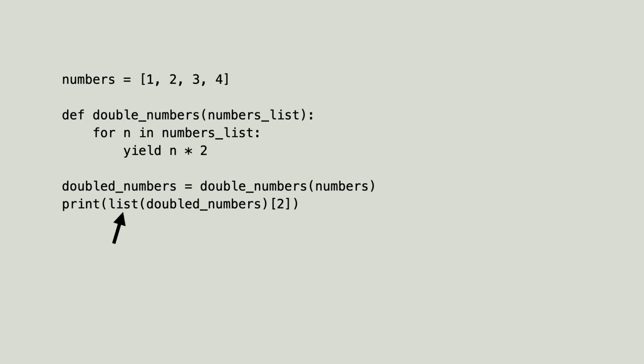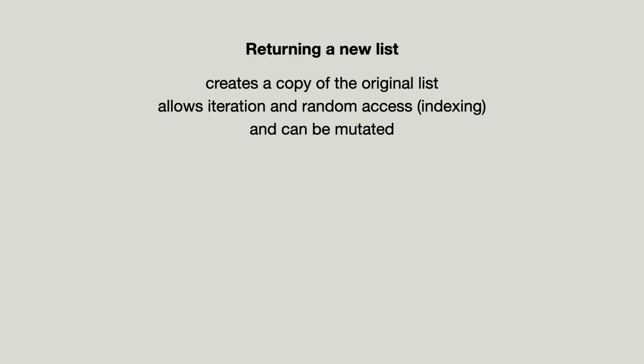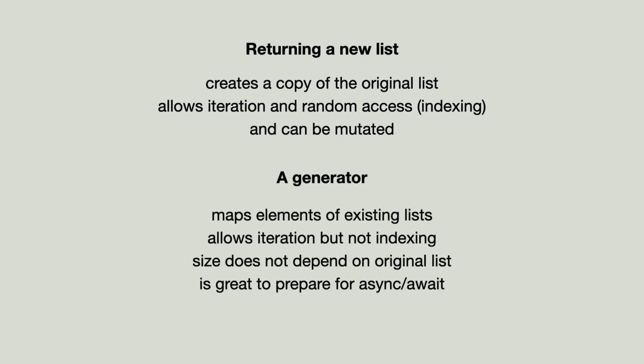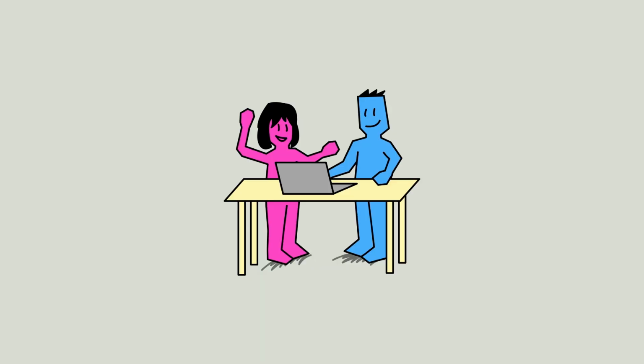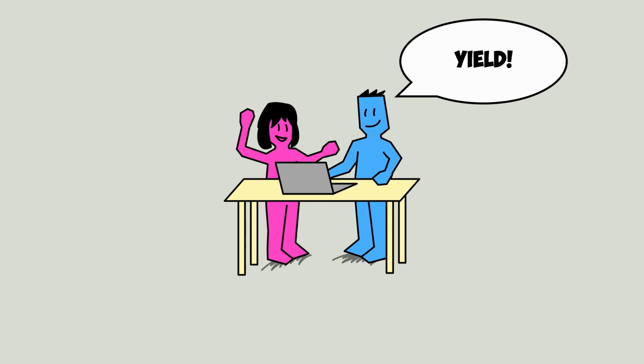So as a general rule, you can take away this. Returning a new list involves creating some copy of the original list, allows iteration and random access, and can be mutated. A generator maps elements of existing lists, allows iteration but not indexing, and the generator size does not depend on the original list, and is great to prepare for async await. So now go to your latest project and search for functions that return lists. Would yielding results be a better strategy?